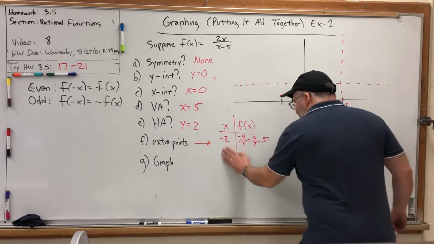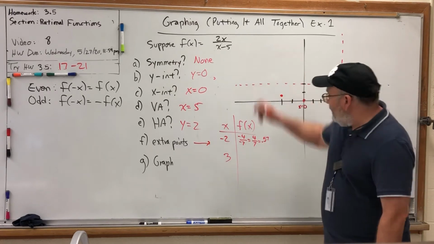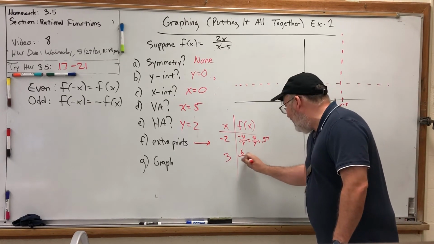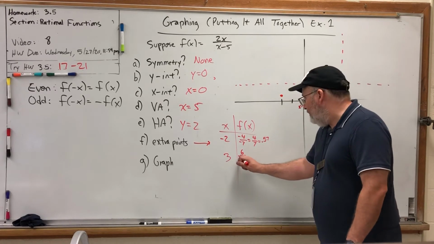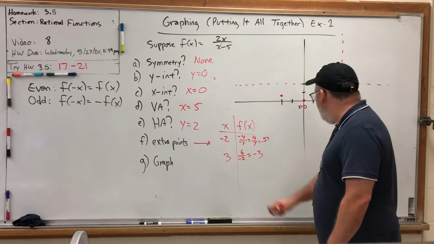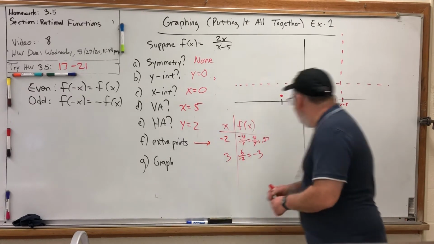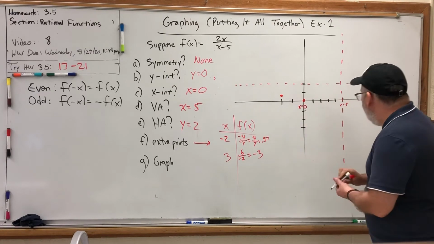If we put in 3, let's make some space here. If we put in 3, we would get 2 times 3, which is 6 on the top. But on the bottom, we would get 3 minus 5, which is -2. 6 divided by -2 is -3. Okay, so when I go over 3, I go down 3. So about here.